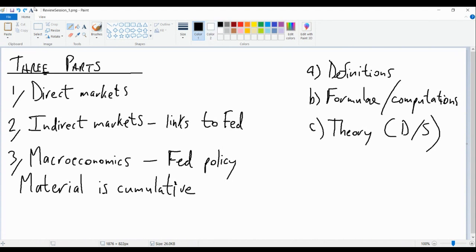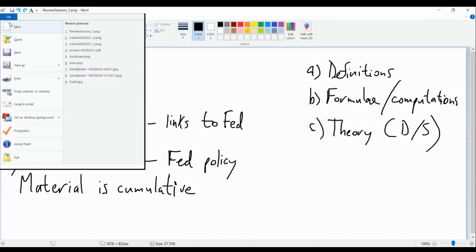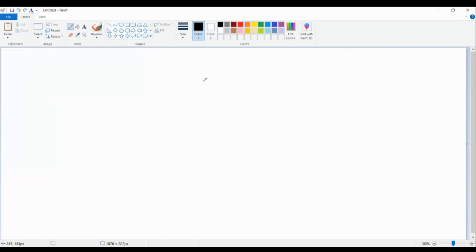If no questions about those broad things, then I guess the logical next thing is to focus the rest of the review session on the last part. And the last part was the macroeconomic implications of everything we discussed earlier.